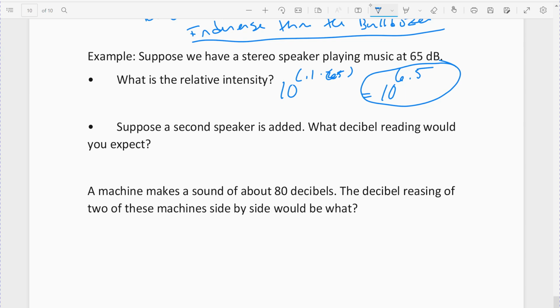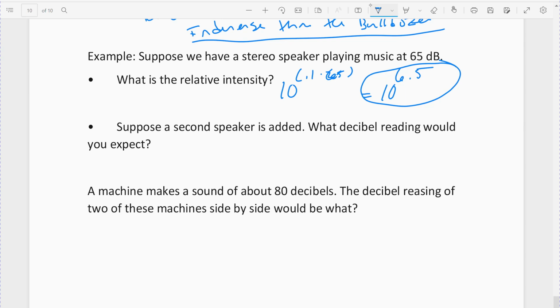Suppose that we had two speakers. What decibel reading would you expect? Well, a lot of times people will say it'll double. But that's not true. The decibel reading doesn't double.